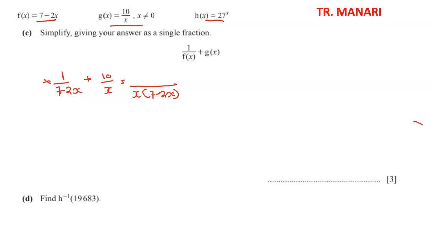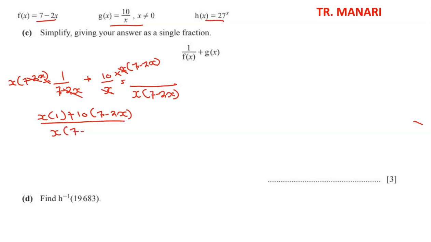The simpler way is just multiplying this fraction by the denominator, which is x into 7 minus 2x, and then we multiply the other one again into x multiplied by 7 minus 2x. By multiplication, the denominator will cancel, so we are remaining with x multiplied by 1, plus the other one, which is again x cancelling, which is 10 into 7 minus 2x. The common denominator remains the same, x into 7 minus 2x. Now, we can solve this, but I prefer we start with the numerator.